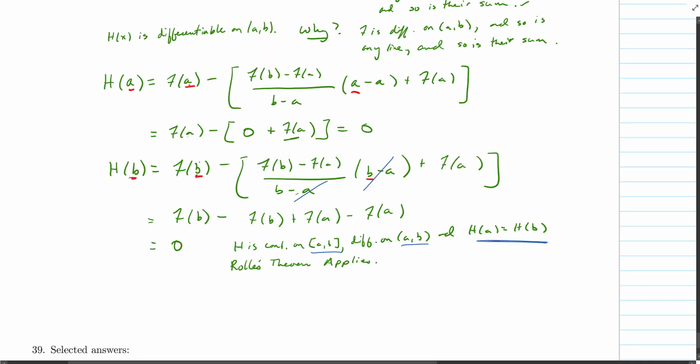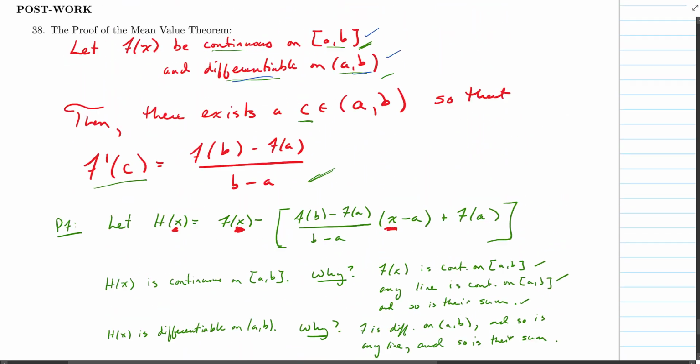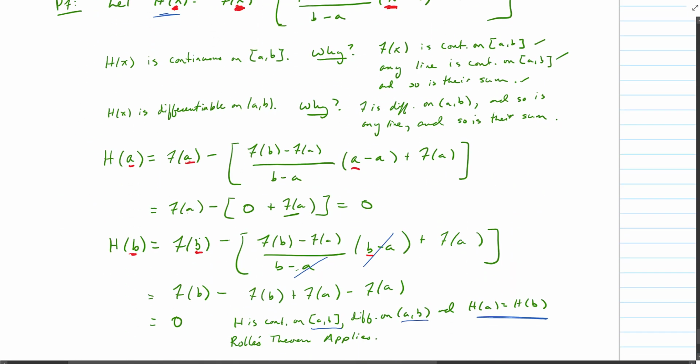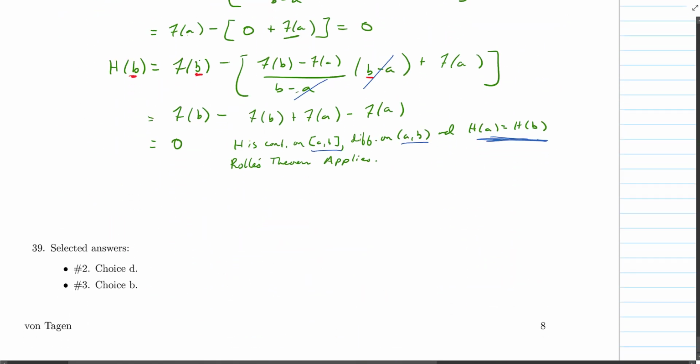Well, that isn't necessarily the case for the original function we were given, f of x. There's nothing that says that the endpoints have to be equal, but we created this new function h of x. And if you want to see more about h of x, go back and watch the pre-work video for it. And h of x does have the fact that the two endpoints equal each other. So by Rolle's theorem, there exists a c value in the interior so that, we're so close, h of c equals 0. Oh, excuse me, h prime of c equals 0.